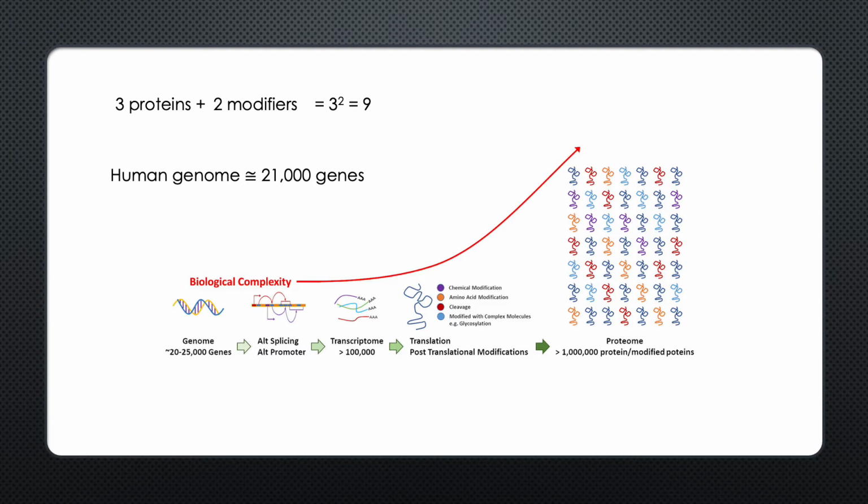Well, if you think about it, in a cell, this allows for not only optimization of function and efficiency, but also optimizing energy usage. If you look at my example here, if you start off with 3 proteins and just have 2 modifiers, do the calculation, 3 raised to the second power, you now have 9 different ways that 3 proteins can serve 9 different functions. You no longer have to make 9 proteins for 9 different functions.